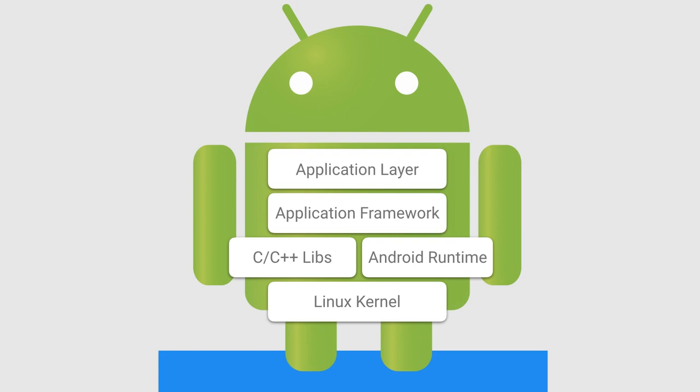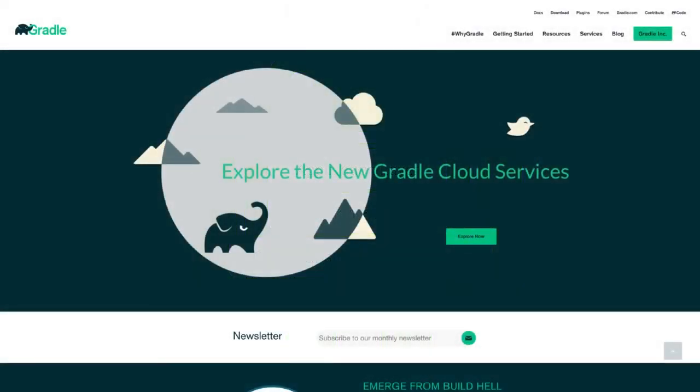So when you hit run in Android Studio, the first thing that happens is your code gets compiled into bytecode that can be run in the runtime on the device. In Android Studio, this is done using Gradle, a build toolkit that manages dependencies and allows you to define custom build logic.